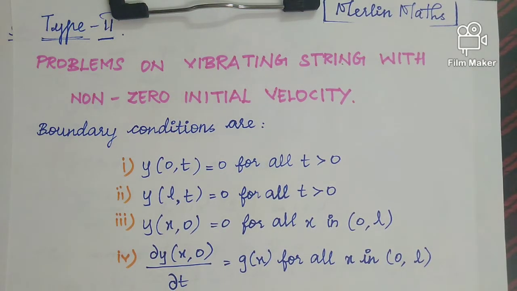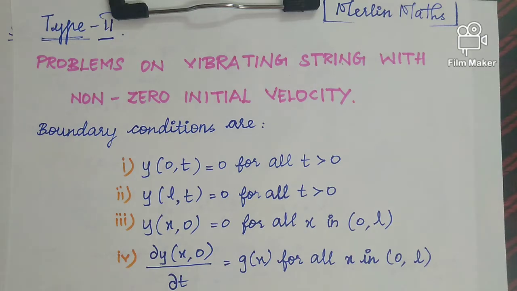Today we are going to see type 2 problems under boundary value problems. What is type 2? Type 2 is problems on vibrating string with non-zero initial velocity. What is our type 1? Type 1 is where the displacement function will be given in the question and the initial velocity is 0. That is our type 1. So now type 2 problems are problems on vibrating string with non-zero initial velocity. That means initial velocity will be given in the question and the displacement function is 0. That is our type 2 problems.